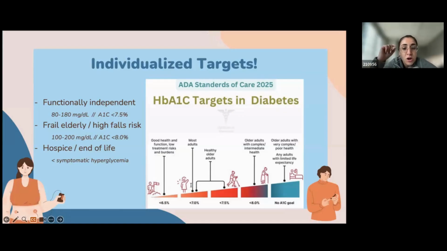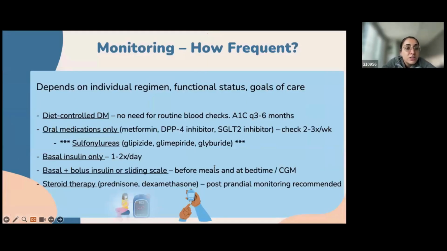And then for older adults with complex or intermediate health conditions, the A1C target of less than 8% and sometimes even 8.5% is generally more suitable because we need to consider their unique needs and their risks. In older adults with very complex or poor health, as well as those with a limited life expectancy, it's important to recognize that a specific A1C target may not be necessary or even beneficial. Instead, we want to try to focus on a flexible approach, focusing on symptom management and quality of life more so than the numbers. So how often and how frequent do we check blood sugars in the post-acute setting?